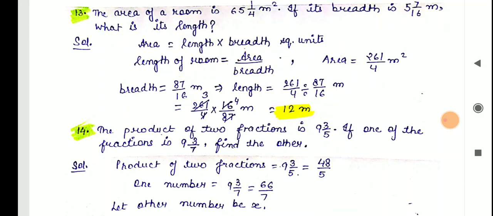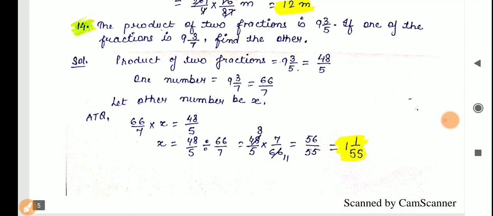Clear? Now the next question is the product of two fractions. This type of question we have done in our previous exercise also. The product of two fractions is 9 and 3 by 5. If one of the fractions is 9 and 3 by 7, find the other. I already told you that whichever number you don't know, if they are asking for one number and the other we know, the simplest way is to let it be x.